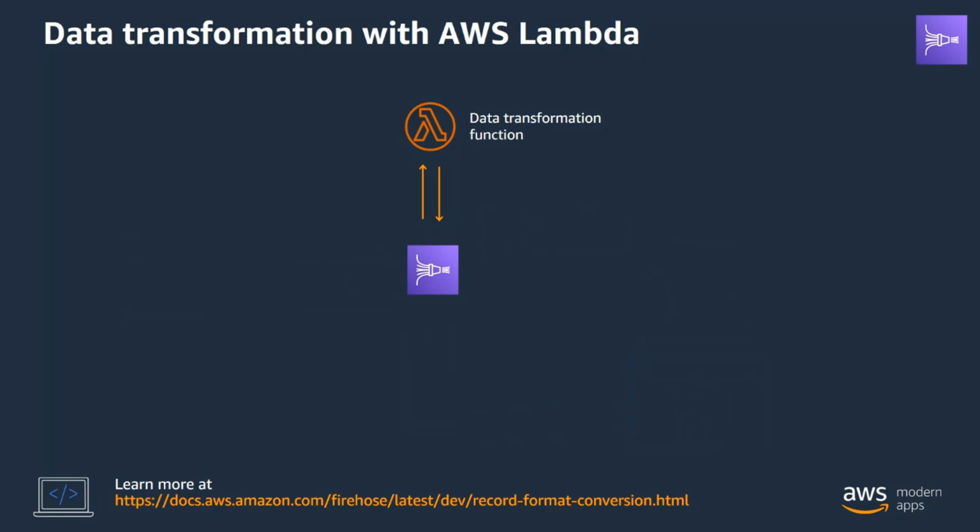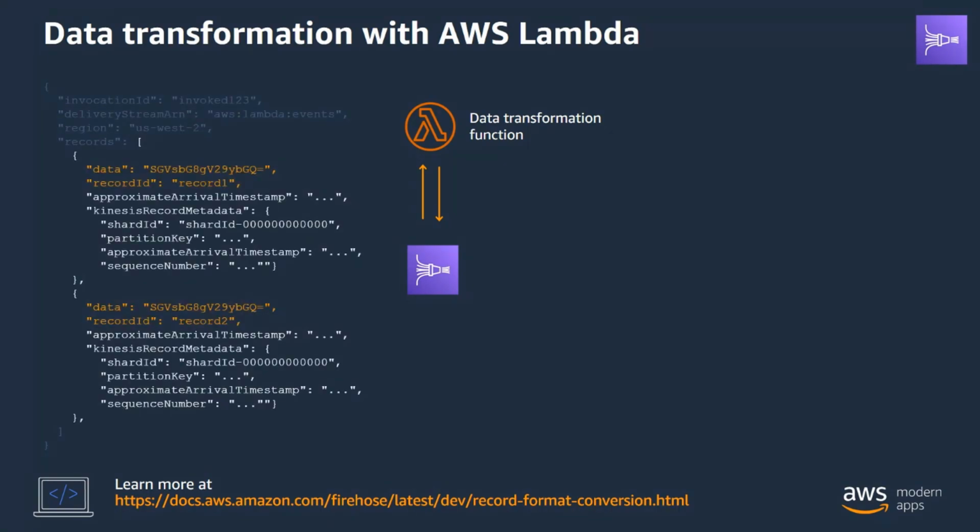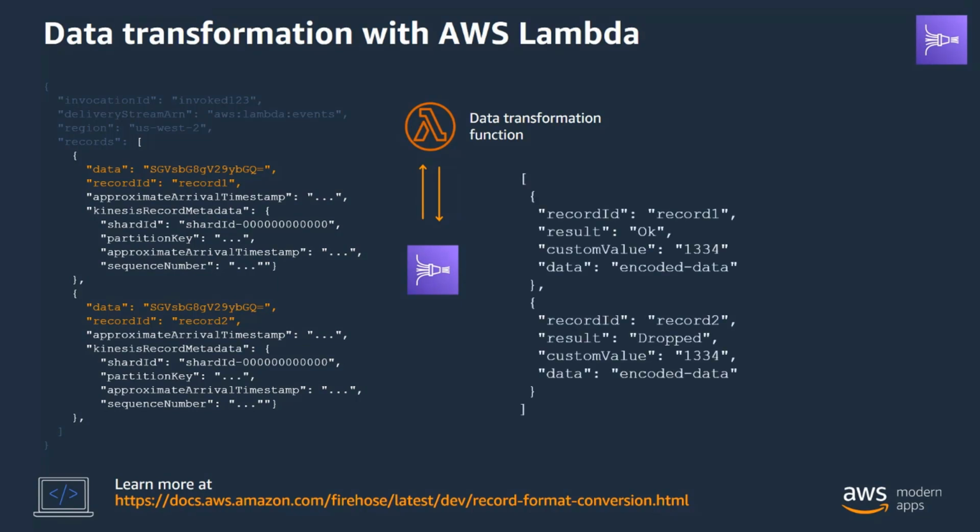When you enable data transformation, the service buffers incoming data by up to 3 megabytes by default. You can adjust this buffering size by using the Processing Configuration API. Firehose then invokes the specified Lambda function asynchronously with each buffered batch using the Lambda synchronous invocation mode. The Lambda function processes and returns a list of transformed records with a status of each record.